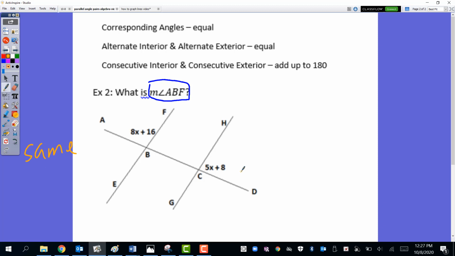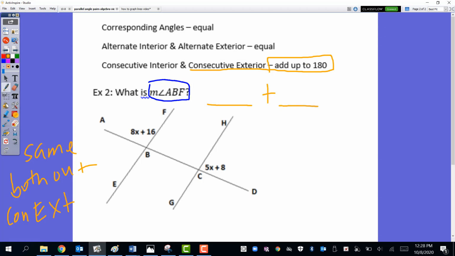And then are they both inside the parallel, both outside the parallel, or one in, one out? And I can see that they are both outside. So I'm going to write that, both out. Which means that they're going to be consecutive, because that means the same side, and exterior, because they're outside. Which means the equation should be adding up to 180. So I'm going to put consecutive exterior, because that's my angle pair. And if they're adding up to 180, then my equation should be blank plus blank equals 180.